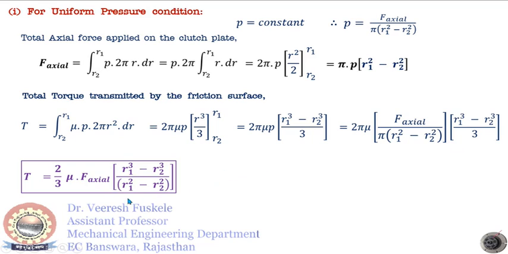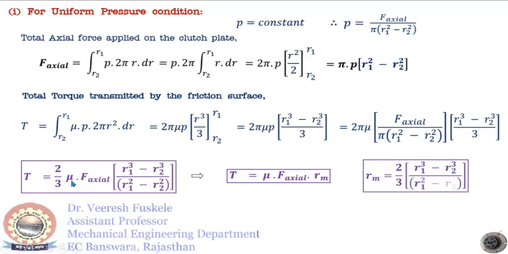This can be further written as the generalized equation T = μ F axial Rm, where Rm is equal to this remaining factor, that is Rm = (2/3)(R1³ − R2³)/(R1² − R2²). So this is the total torque transmitted by the frictional surface. Next, let us see the uniform wear theory.